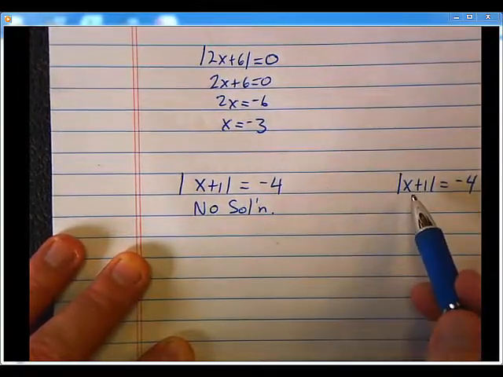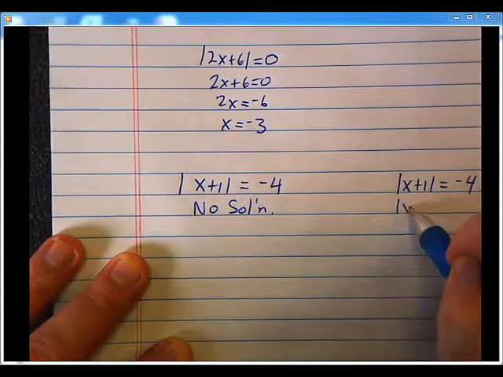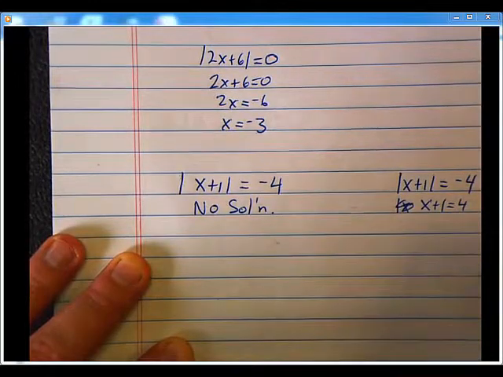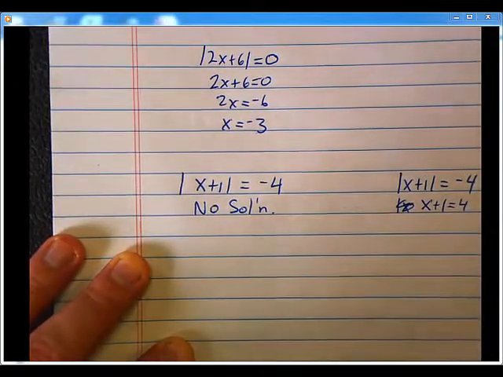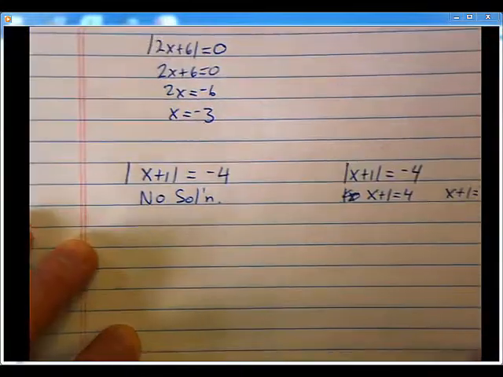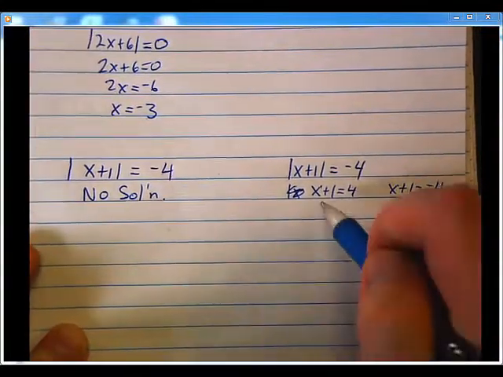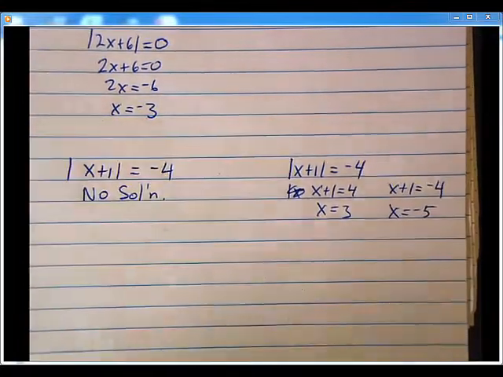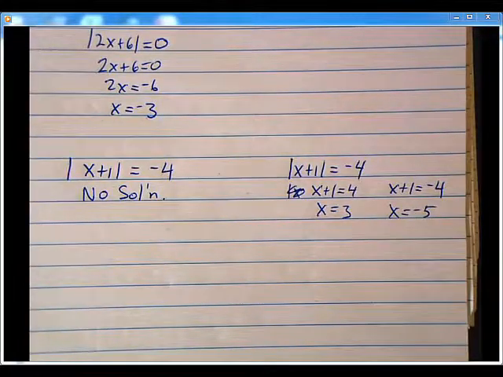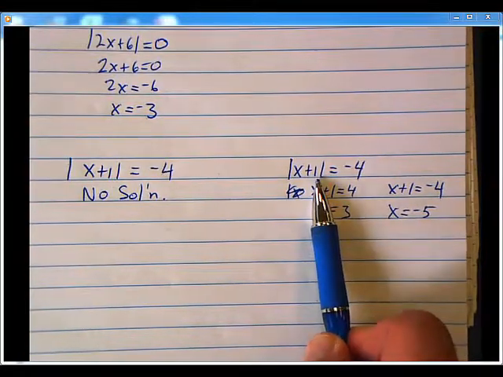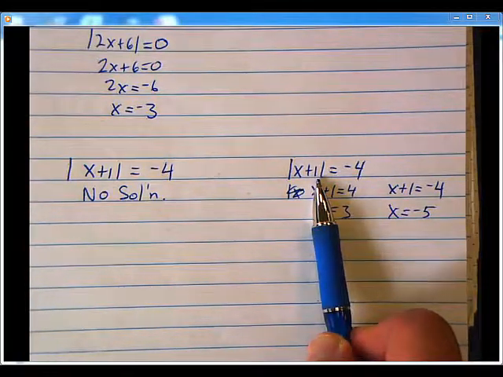What I'll see a lot of students try to do is actually try to solve this. They'll just go blindly the way they've gone all along. They'll write x plus 1 equals 4, or x plus 1 equals negative 4, and solve both equations: x equals 3, x equals negative 5. But of course, if you go back and check, it just doesn't work. If you plug 3 in, you get 3 plus 1, which is 4. Absolute value of 4 is positive 4, not negative 4.